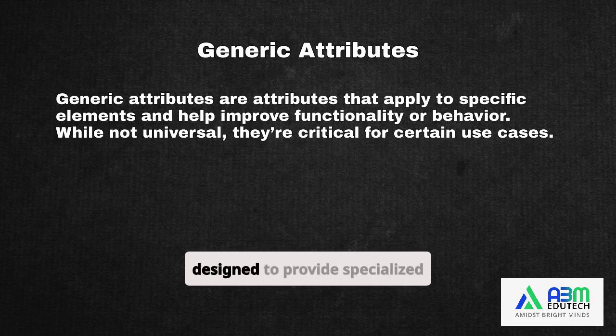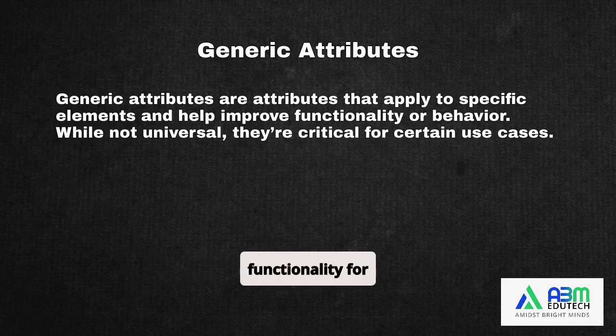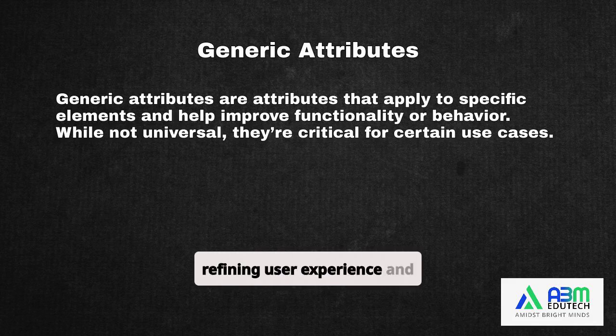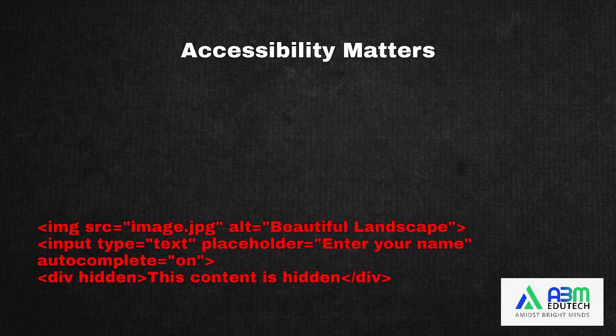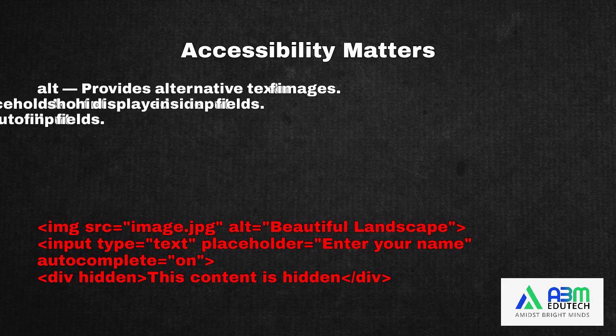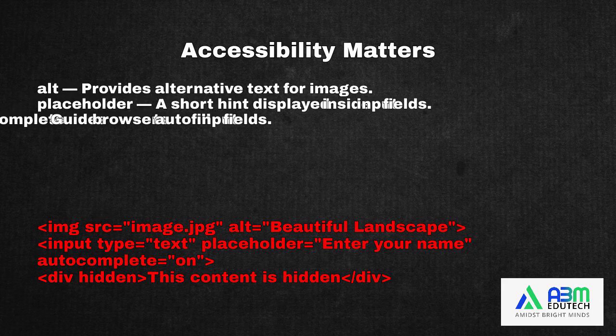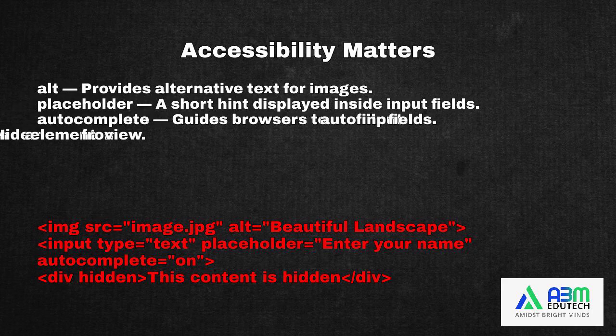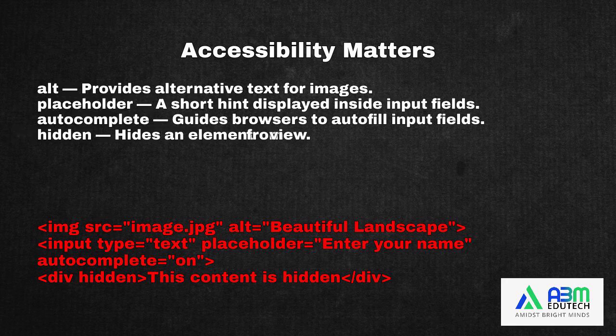Generic attributes are designed to provide specialized functionality for particular HTML elements. While not universally applicable, they play a crucial role in refining user experience and website behavior. Let's explore some popular examples. Alt, used with the img tag, it specifies alternative text for images. This is critical for accessibility as screen readers use the alt attribute to describe images to visually impaired users. Additionally, the alt text is displayed when an image fails to load.